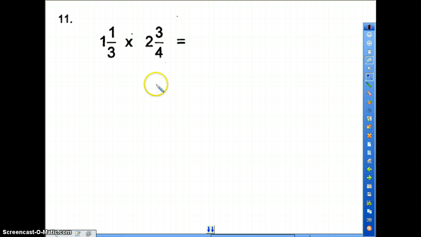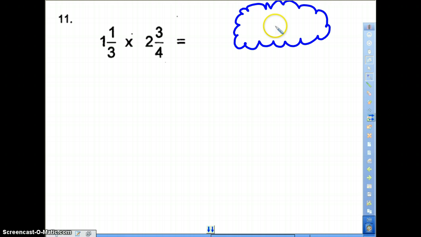Okay, before we do this one, I want to make an estimate. And actually, I think what I'm going to do is I'm going to make a range of estimates that I think this answer is. Okay, and I'm going to do it this way. I'm going to round both of these and then multiply and see what I get. 1 and 1/3 rounds which way? Yeah, it rounds down to 1.